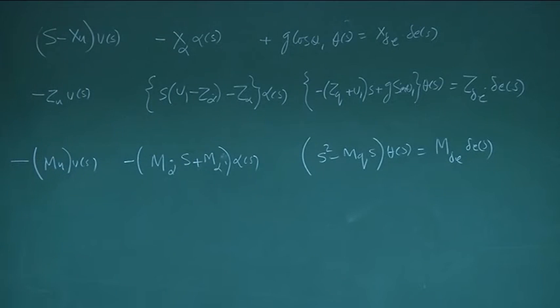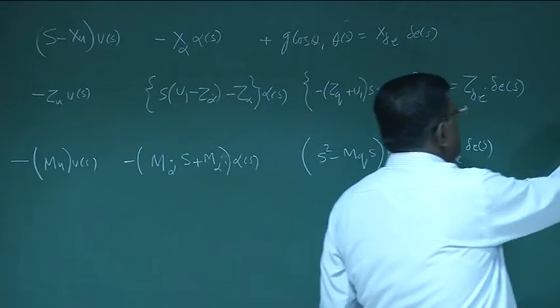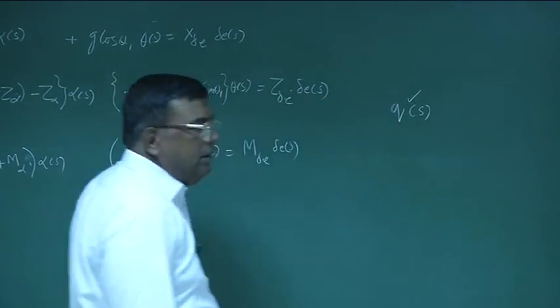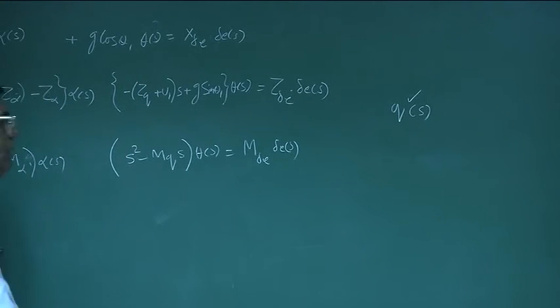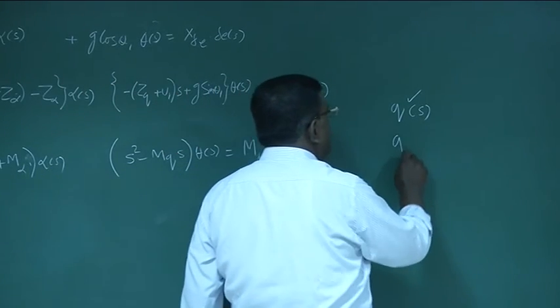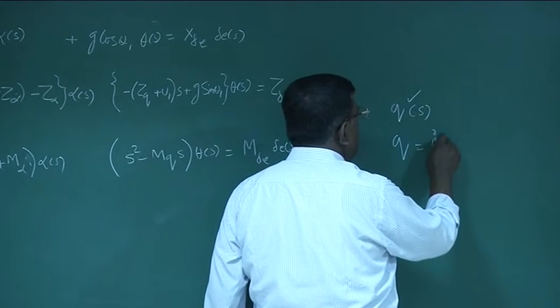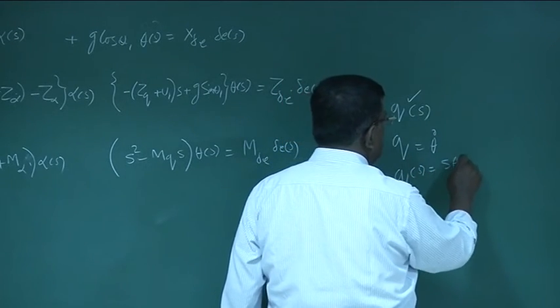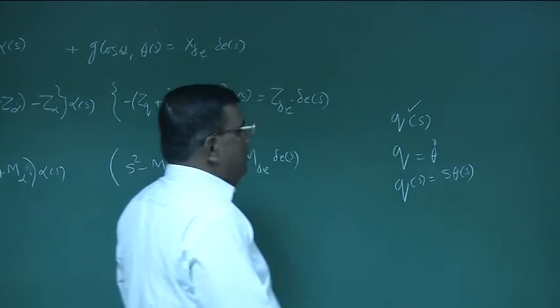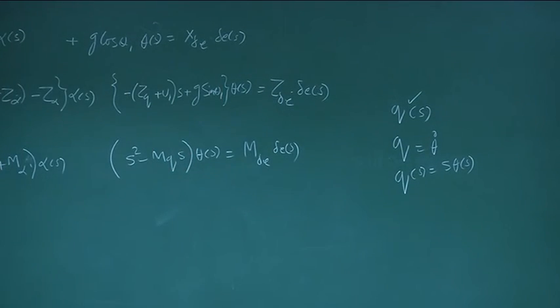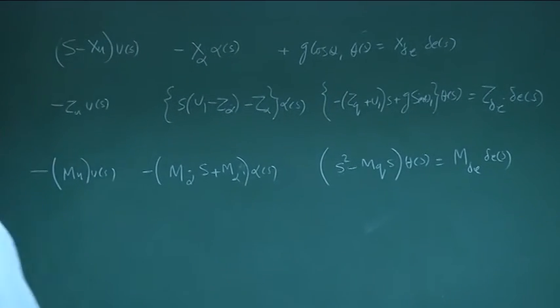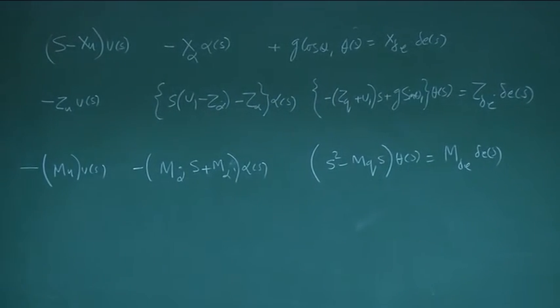You could see that we have not used q of s, right? You are not getting anywhere with this term q of s. Why? Because we know q is equal to theta dot, so q of s will be equal to s theta of s. Under small disturbance approximation, these things are fine. Now we'll make a trick and try to put it in matrix form.